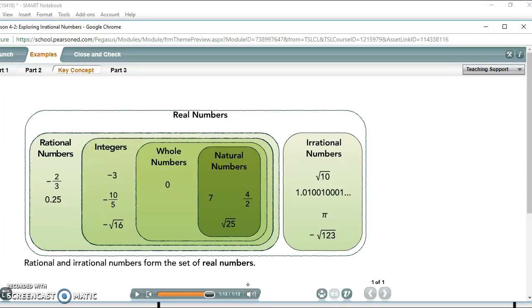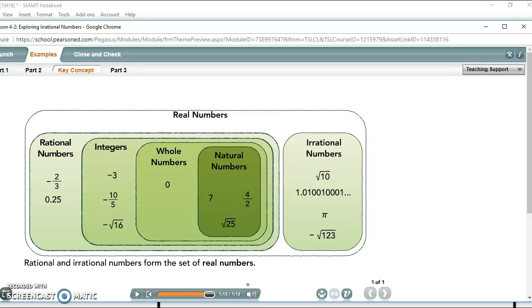The opposite of rational numbers would be irrational numbers. So this is a different set that does not meet any of these criteria. Irrational numbers are numbers that cannot be written as a ratio or as a fraction. So for example, the square root of 10, if you punch that in on your calculator, you're going to get a decimal that goes on and on forever without repeating. That makes it irrational. Anytime we have a decimal such as this that goes on and on without repeating, we automatically know it's an irrational number.